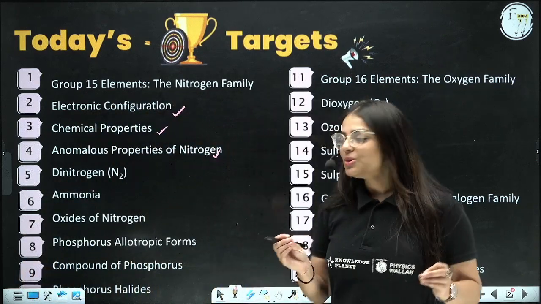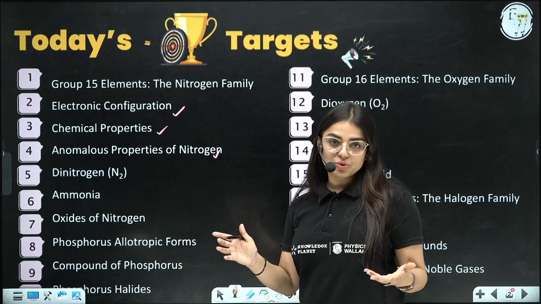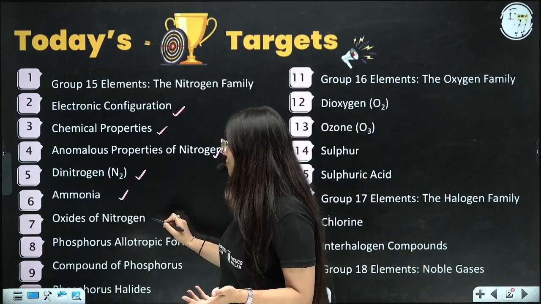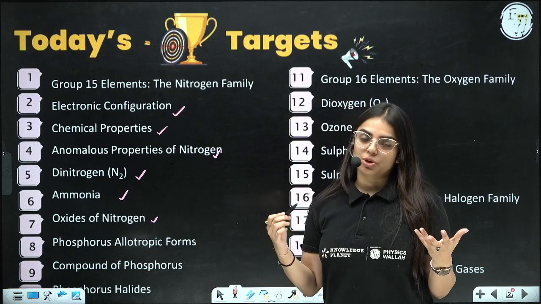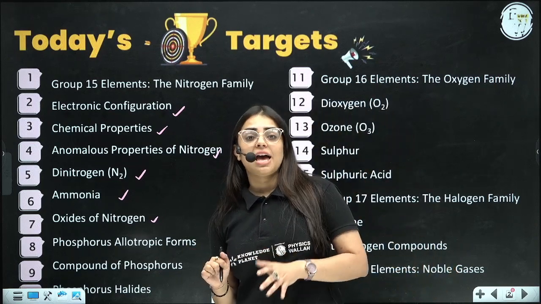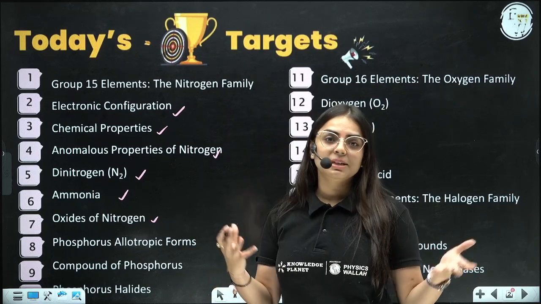The next part, students, that we'll be doing is going to be the compounds related to nitrogen family. That is going to be dinitrogen, ammonia, and then the oxides of nitrogen. Now in nitrogen family, we don't only have nitrogen, but yes, we also have phosphorus, arsenic, antimony, and bismuth.